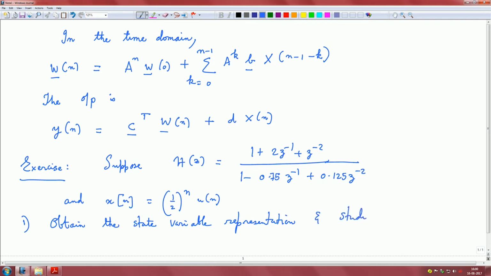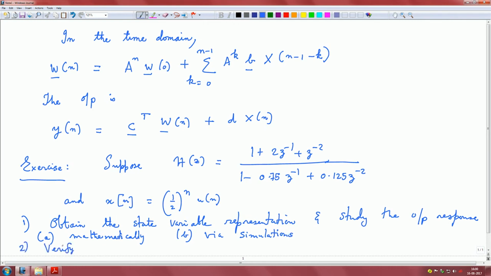obtain the state variable representation and study the output response mathematically, via simulations, verify these results by any of your favorite undergraduate methods studied in DSP.